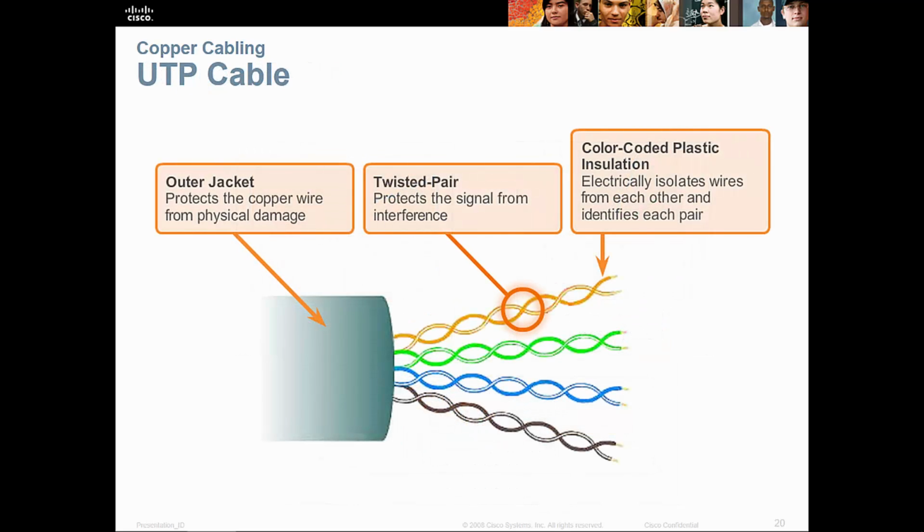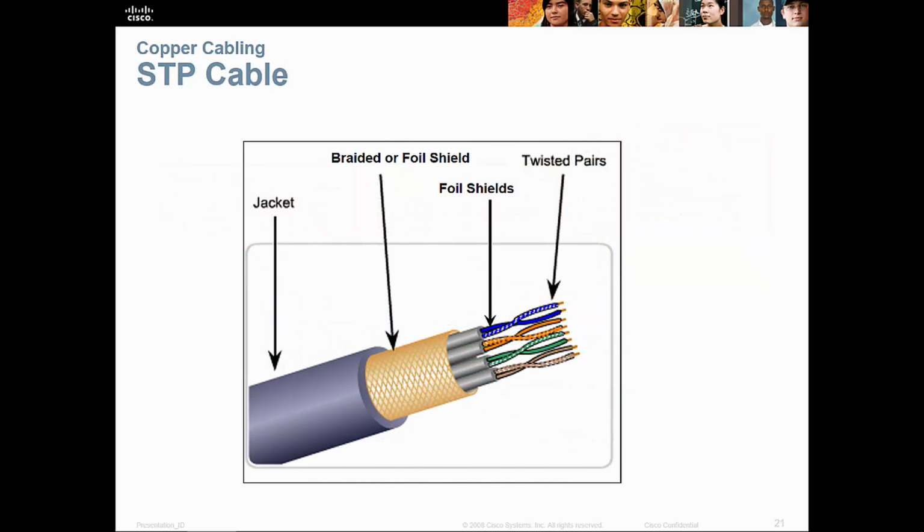For our twisted pair, if we're looking at our unshielded twisted pair, it is just a specific amount of pairs that are twisted together. This is here 4 pair, each pair being twisted together in a specific way, and it's color coded. STP is our individual pairs being shielded, and then all of them being shielded a second time.